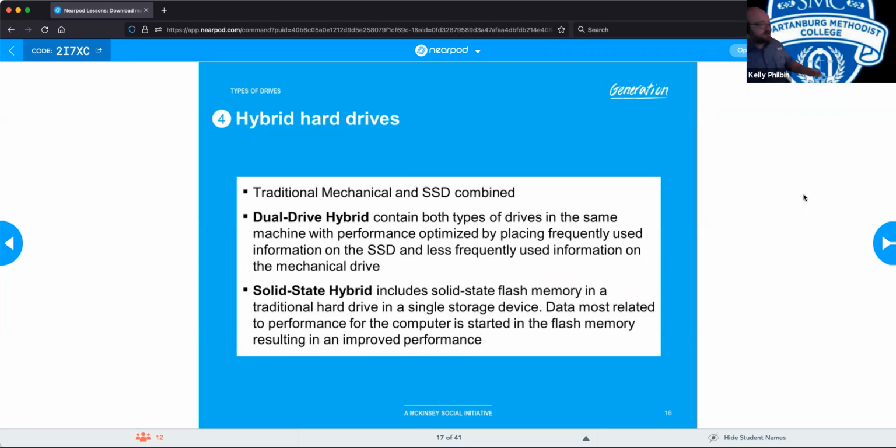And then you also have the solid state hybrid, which has two essentially solid state drives in the one, and one is dedicated more towards performance, one is a little more towards long-term storage themselves.